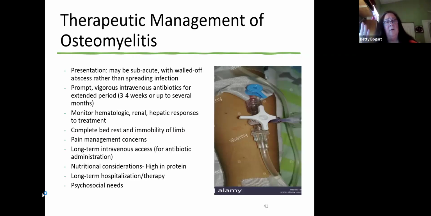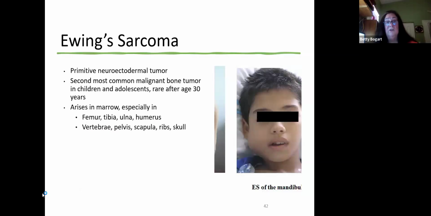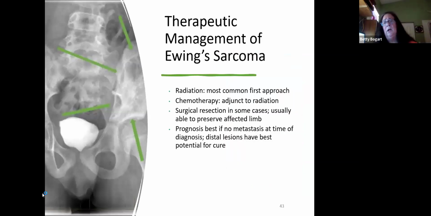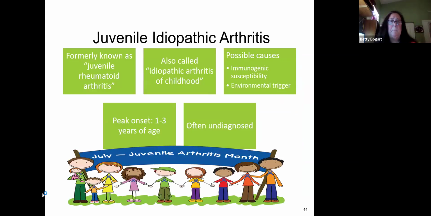Teach our parents for having problems with decreased urine output or for having problems with hearing. These are things we really need to be aware of because that would be a side effect, okay, of that long-term antibiotic administration. And again, high protein, we need good nutrition. I mentioned Ewing sarcoma here because it's a bone cancer. The bone gets cancer and it grows. I mean, we try to radiate, chemo and remove it if we can, but many times it's already metastasized.